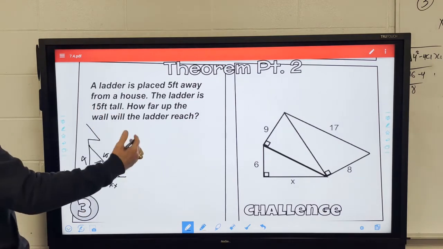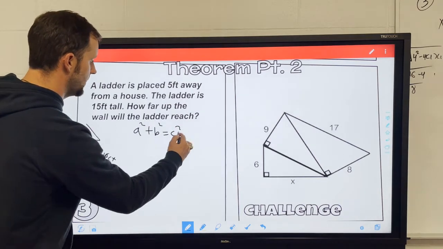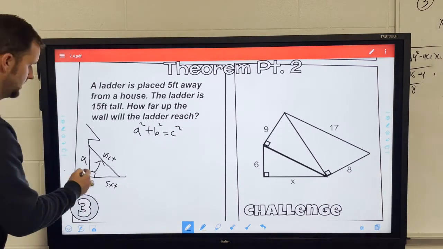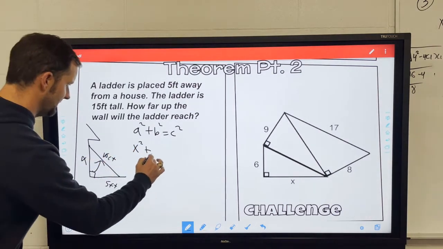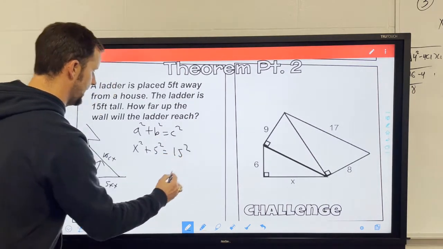So again, I'm using the Pythagorean theorem. So A squared plus B squared equals C squared. Again, my two legs are my A and B, so it doesn't matter where I plug them in. So I'm going to go ahead and plug X in as my A. I'm going to plug 5 in as my B, and I'm going to plug 15 in as my C, okay?